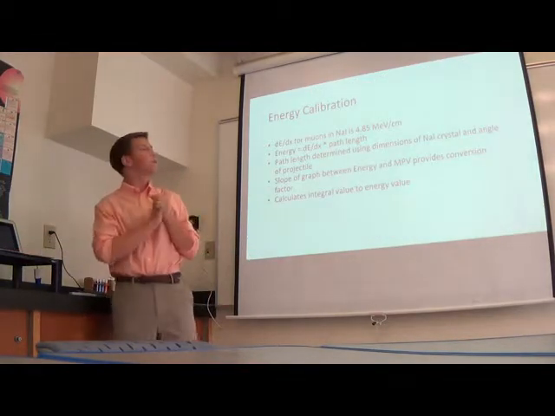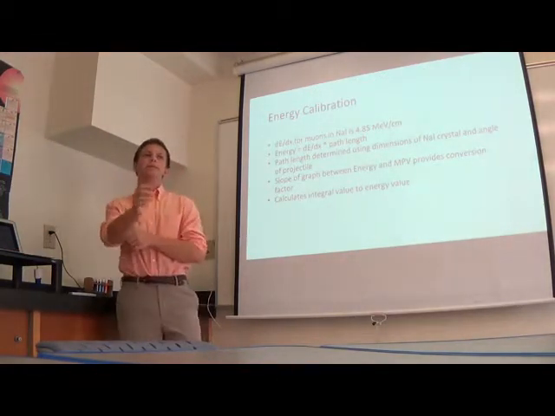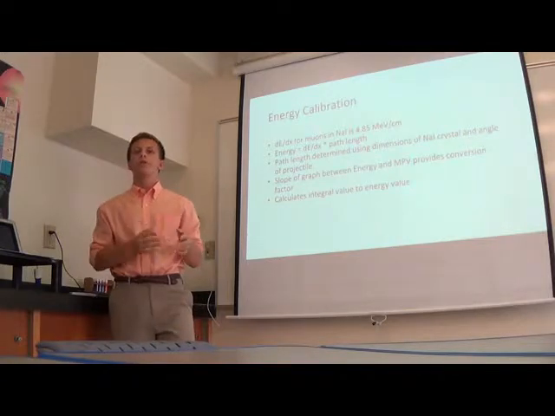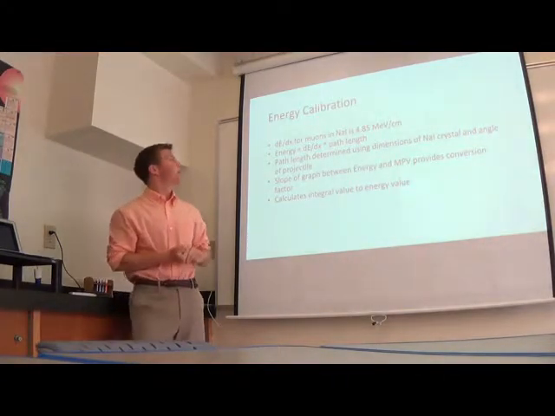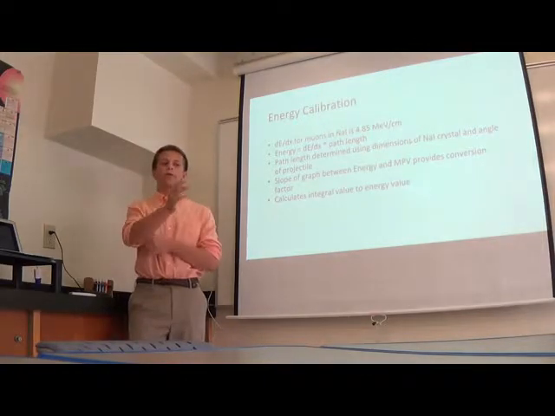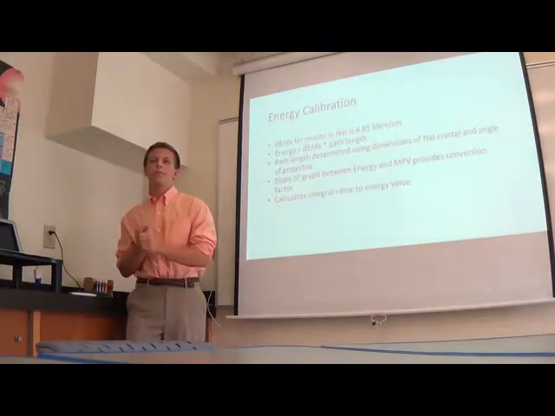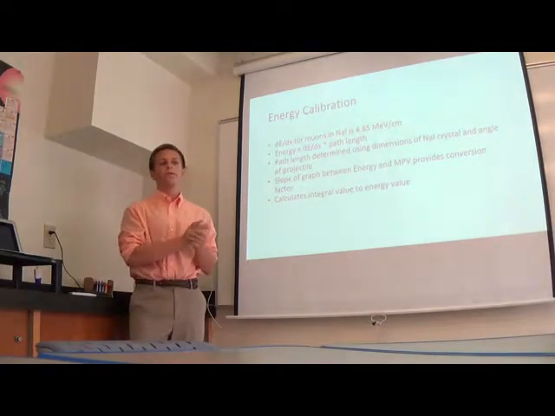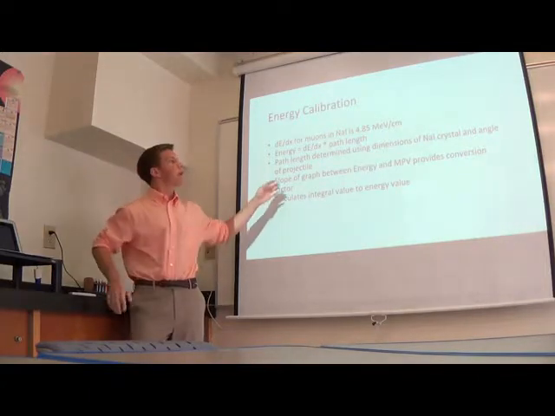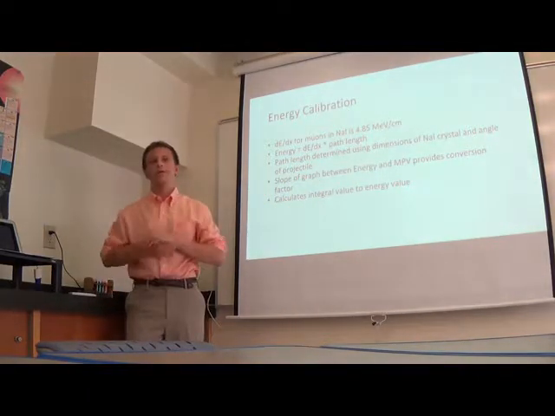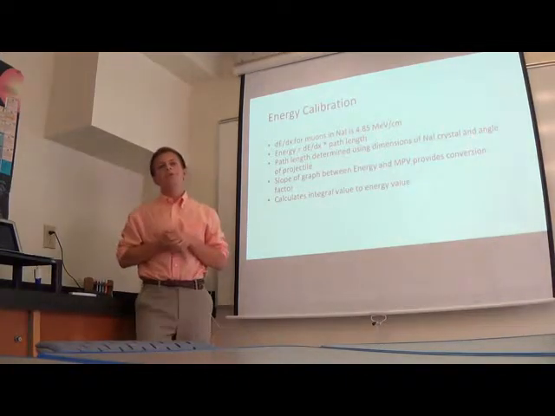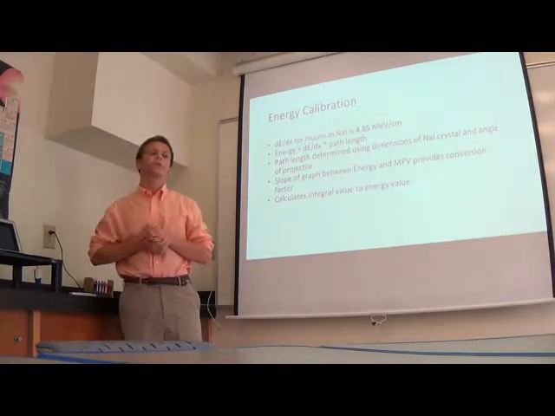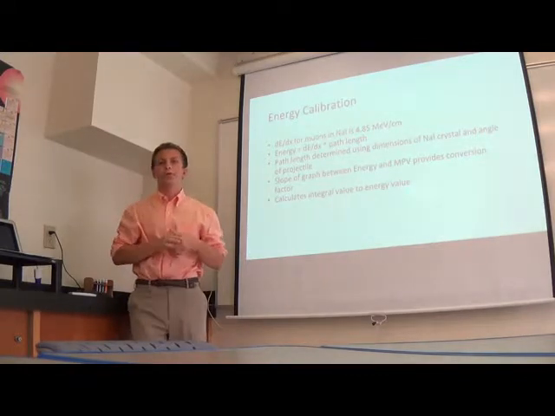So basically the way we do energy calibration is we're trying to find the ratio between the integral value and the real energy value for the detector. And so first you have to find a value for how much energy is deposited by the muon per unit of path length in the detector. And for sodium iodide, that's 4.85 mega electron volts per centimeter. And then you basically just multiply that by the path length, which you can calculate using standard trigonometric functions.